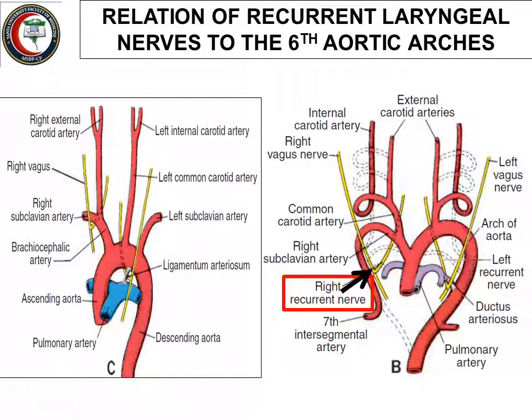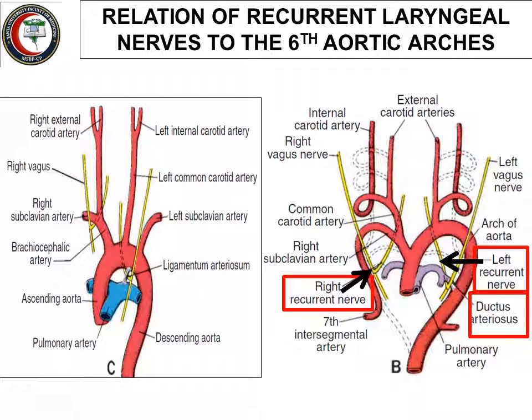Now we will discuss the relation of recurrent laryngeal nerves to the six aortic arches. As we know, the six aortic arch is divided into ventral and dorsal portions. Here is the ventral, here is the dorsal on the right side; here is the ventral, here is the dorsal on the left side. The recurrent laryngeal nerve on the right side hooks around the sixth arch, and also on the left side hooks around the sixth arch. But on the left side, the dorsal portion remains to form the ductus arteriosus.